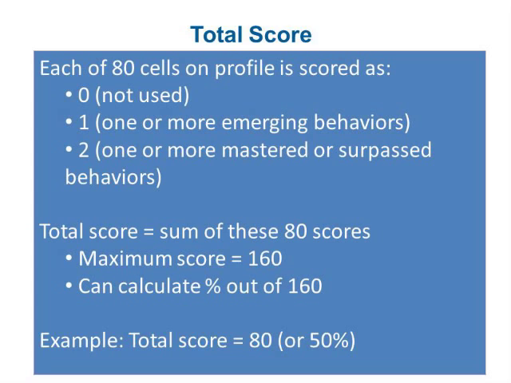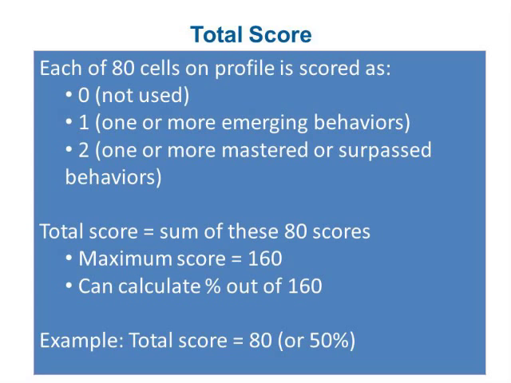There are 80 cells on the matrix profile. Each cell may be scored according to its level of mastery, either not used, a blank cell, which gets a score of 0, emerging, which gets a score of 1 point, and mastered or surpassed, which gets scores of 2 points each. You add up those points to get the total score, which is going to range anywhere from 0 to 160, or you may take a percentage of the total score out of 160. So if you got a total of 80 points, that would be 50% of 160.